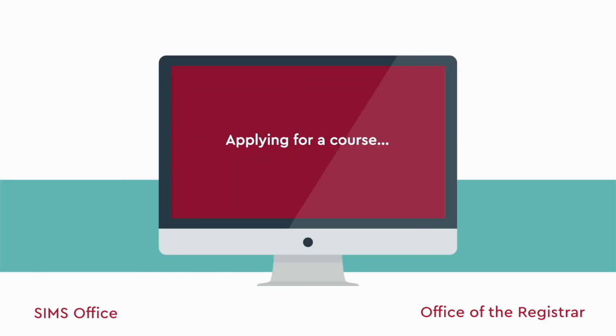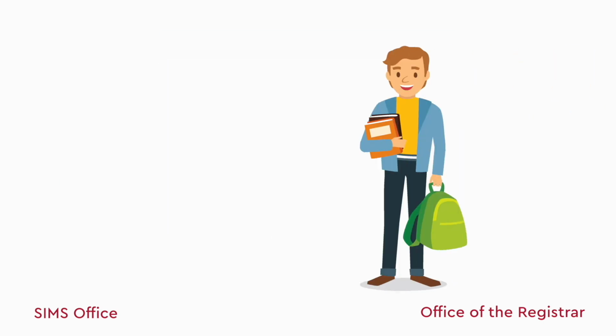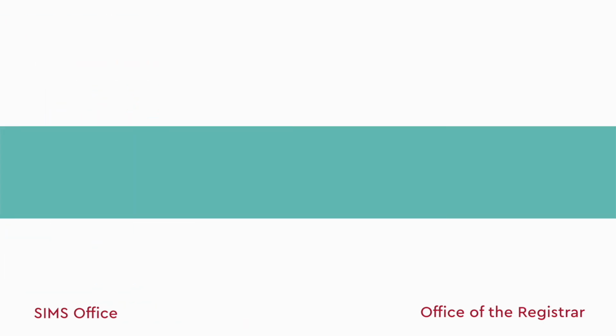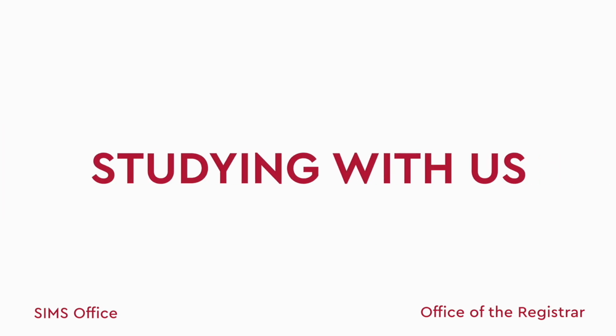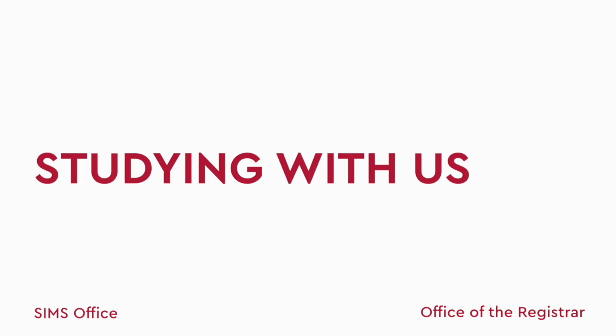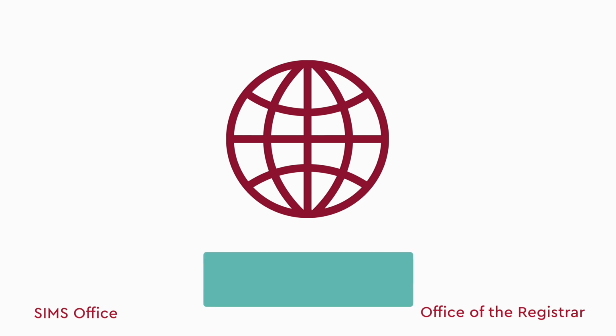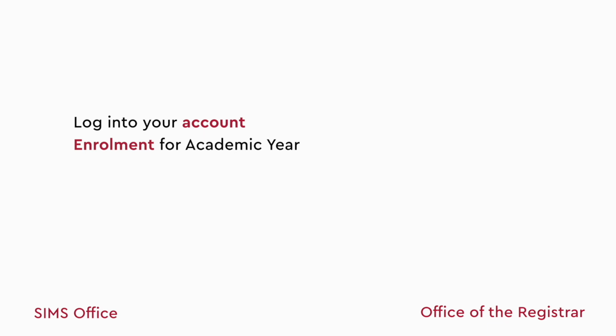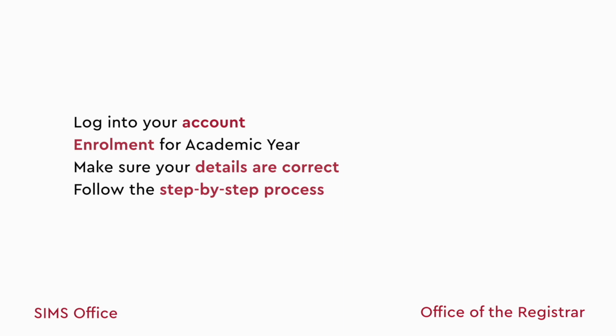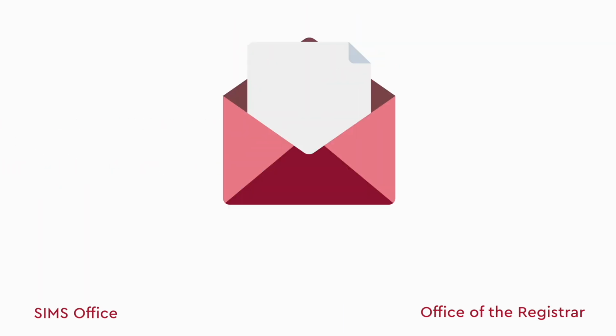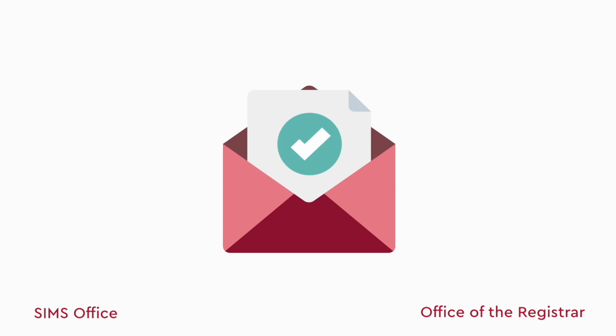If you are applying for a course for the first time or are continuing your studies, then listen up. As a fresher or returning student, it is important to let the university know that you are studying with us. So, remember to kickstart your enrollment process online. Visit um.edu.mt/eSIMs. Log into your account, access the Enrollment for Academic Year window, make sure your personal details are correct, and follow the step-by-step process. Once completed, you will receive a confirmation email.